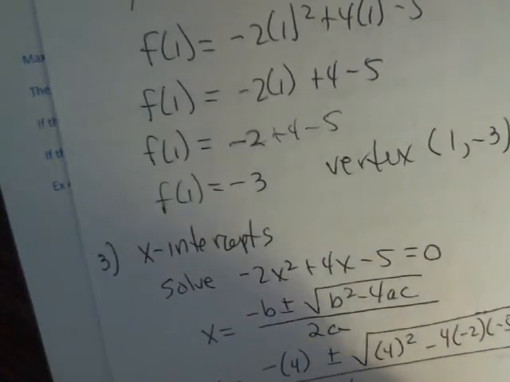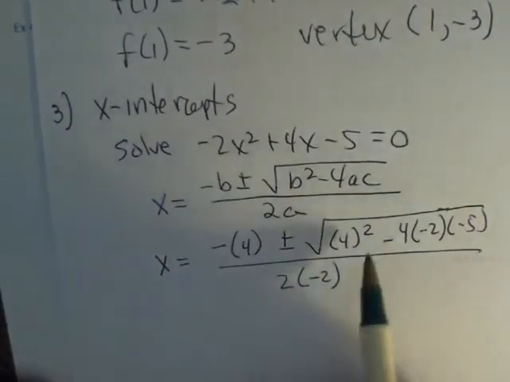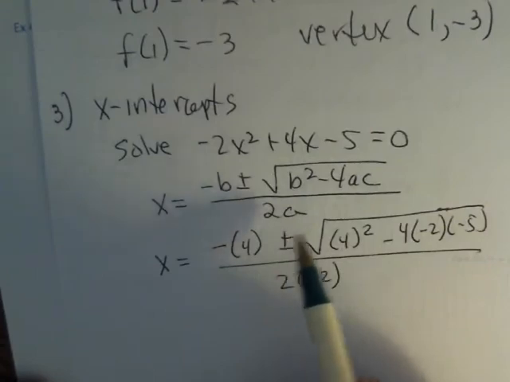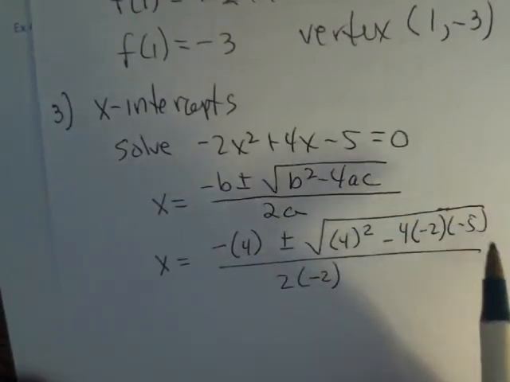All over 2 times a. Be very careful with your signs. That's why it's better to learn how to do this on your calculator. Don't worry about the square root. Just figure out what's under the square root.